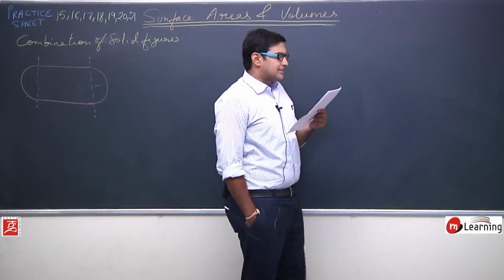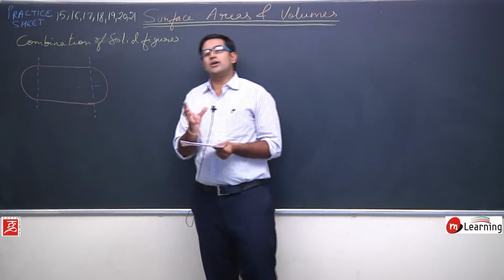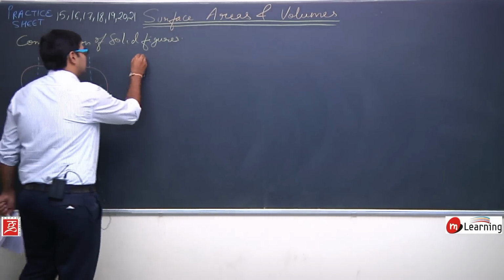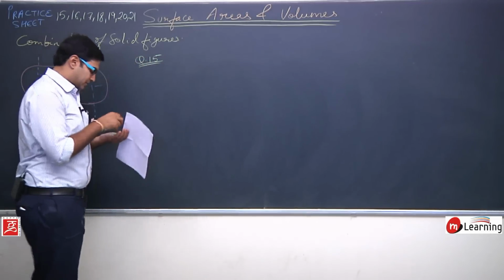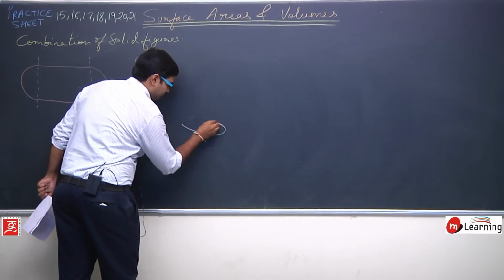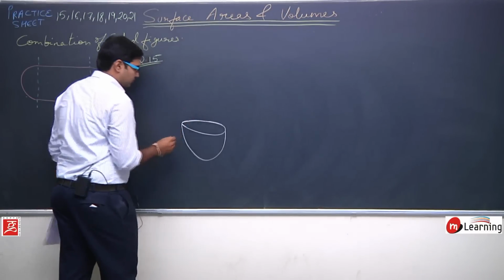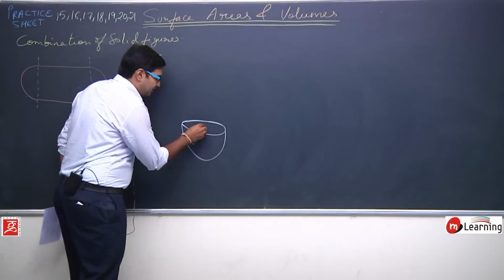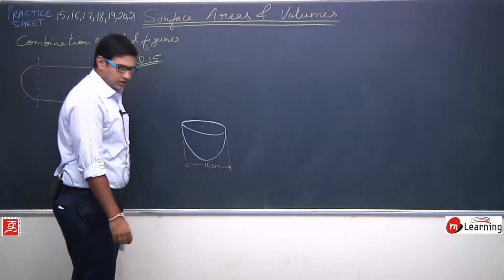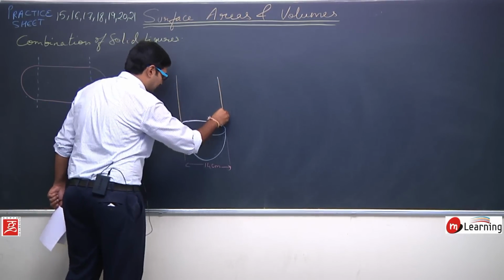It says a vessel is in the form of a hollow hemisphere mounted by a hollow cylinder. So there is a vessel which looks like a hollow hemisphere, and at the top of that hollow hemisphere there is a cylinder. If I try to draw the diagram for this question number 15, it will be something like this. Okay, this is a hemisphere and the diameter of this hemisphere is given as 14 centimeters. And at the top of this hemisphere there is a cylinder like this.